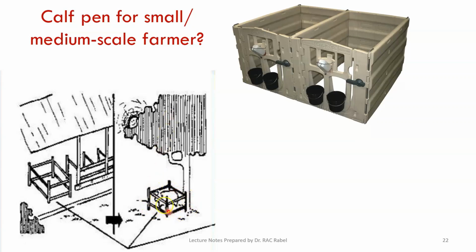You can have a simple structure like this, as long as you can maintain those fundamentals we talked about at the beginning: good ventilation, draft free. Of course, in a warm climate, draft is not a problem. No gas accumulation, and it doesn't get wet if it rains. Of course, you'll have to bring the animal indoors or have a small roof on top. So as long as you use your common sense and go with those fundamentals, you're fine. You don't have to have a posh calf pen like this.